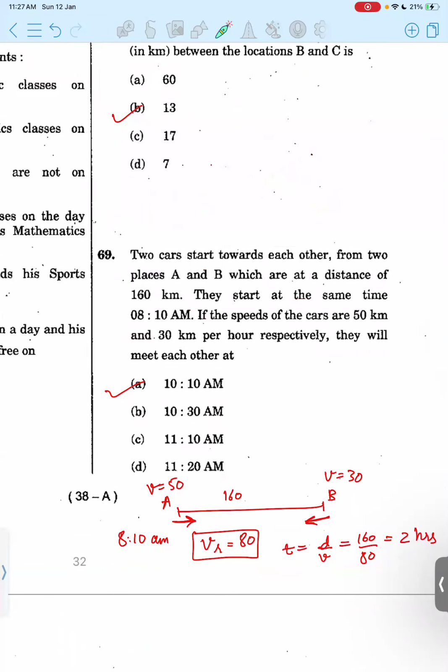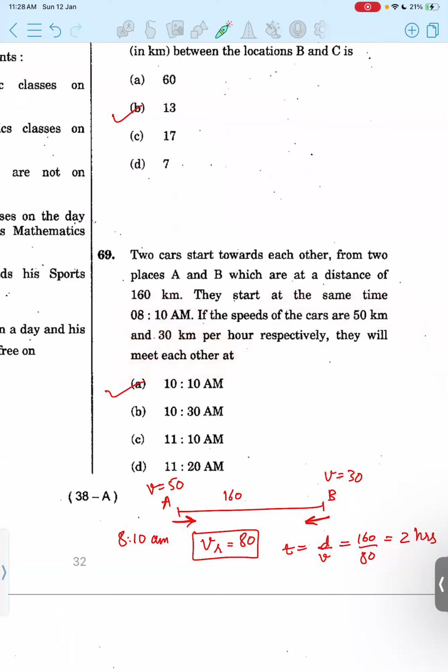Now again on the basis of time, we have a question which is for speed, distance, and time. So this is the distance between the two places, oh sorry, it is places A and B, 160 kilometers. So they start at 8:10 a.m. Speed of the cars are given to us, and they will meet each other at what time?